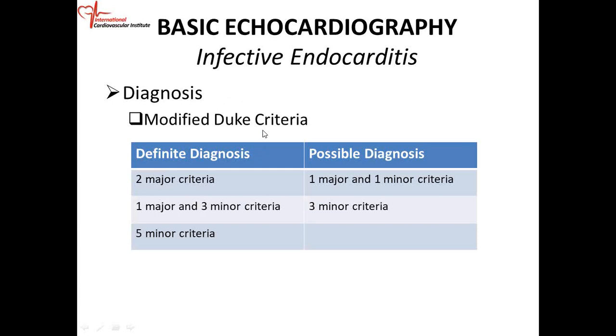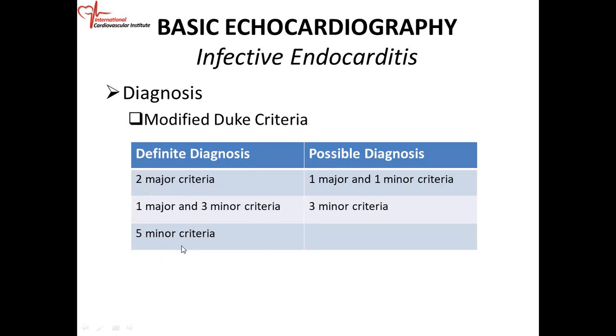So how do we diagnose infective endocarditis? It's very important. If you see someone with something that looks like a vegetation, you have to make your diagnosis. And we use what you call the modified Duke criteria. So the modified Duke criteria, you're going to have what we call major criteria and minor criteria. So to have a definitive diagnosis of infective endocarditis, you need 2 major criteria, or 1 major and 3 minor, or 5 minor.